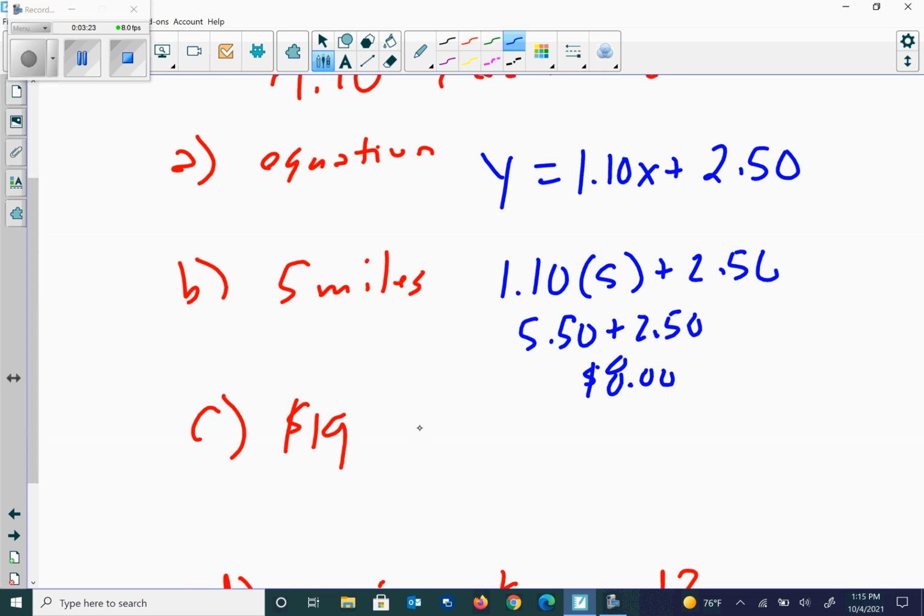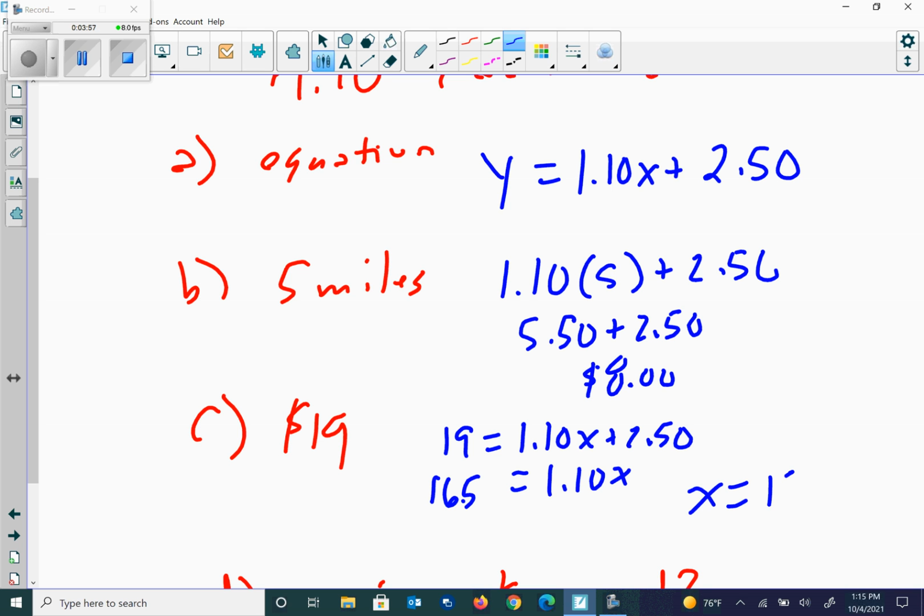How far can you drive if you have $19? Okay, so again, we're just going to go, that's an X. I'm going to set 19 equal to 110 X plus 250. I'm going to subtract 250 from both sides. So let's see, 19 subtract 2.5, 16.50. And then I'm going to divide each side by 1.1. So it looks like we can go 15 miles if we have only $19 to spend.